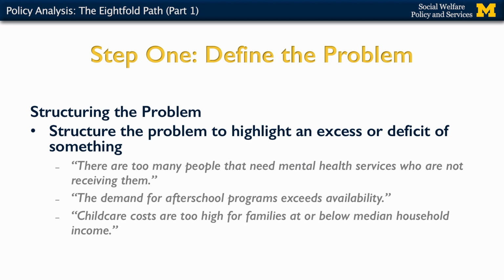There are several steps within defining the problem. You want to first figure out how you want it structured. So structure the problem to highlight either an excess or a deficit of something. So here are some examples. There are too many people that need mental health services who are not receiving them. Or the demand for after-school programs exceeds the availability. Or childcare costs are too high for families at or below median household income. So these say that there's either too much or too little of something. It gives you a good place to work from.